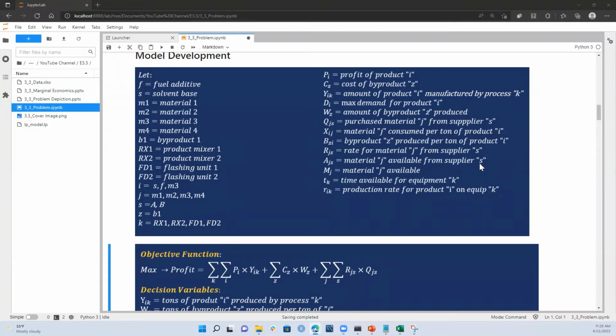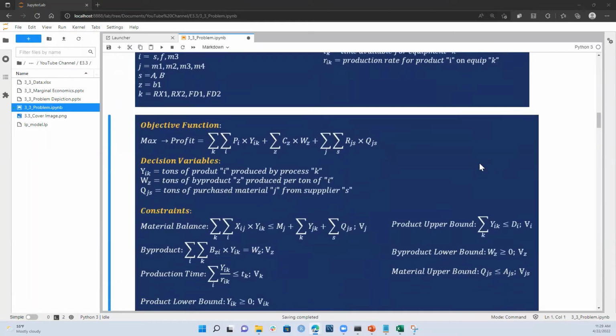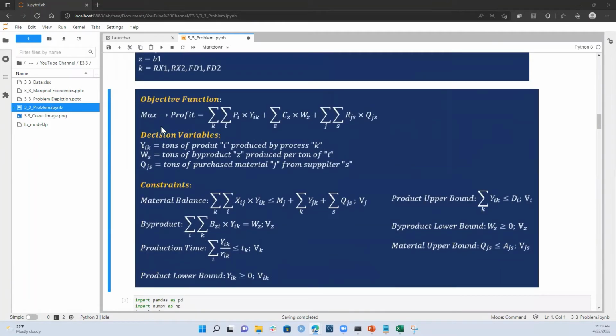Right, so with our variables and parameters now defined, we're ready to move on and develop our mathematical model. The first component is the objective function. Again, our objective here is to maximize profit. And our profit is going to be defined by three various terms. So this first term we've seen before.